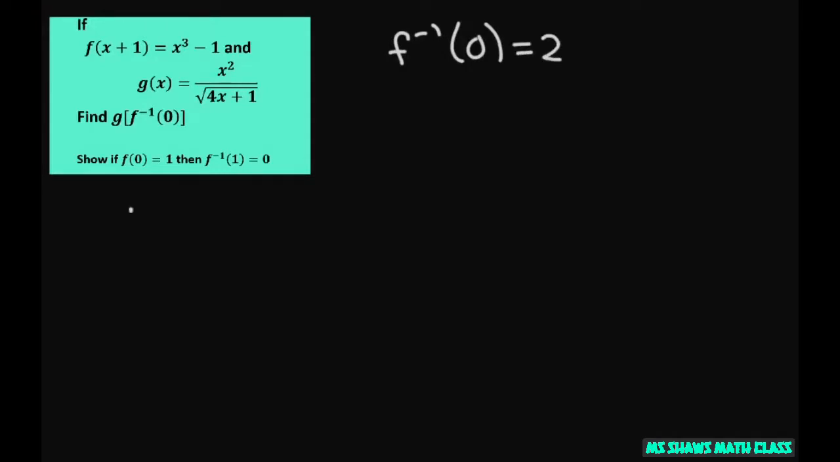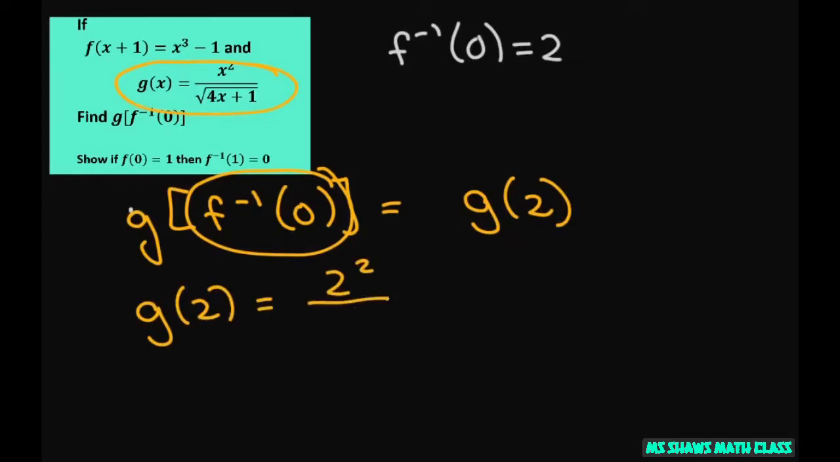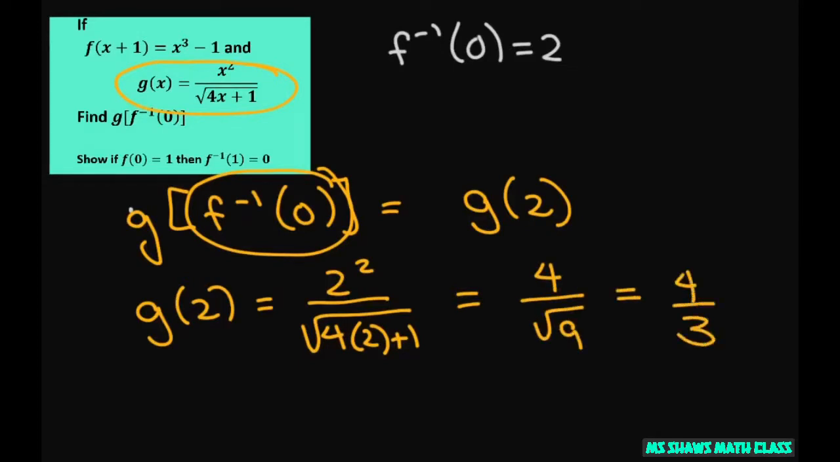So I'm going to write this out. So f inverse of 0 equals 2. So substituting, we get g of 2. So now we're going to plug that in there. So g of 2 equals 2 squared divided by square root of 4 times 2 plus 1. So this equals 4 divided by square root of 9, which equals 4/3.